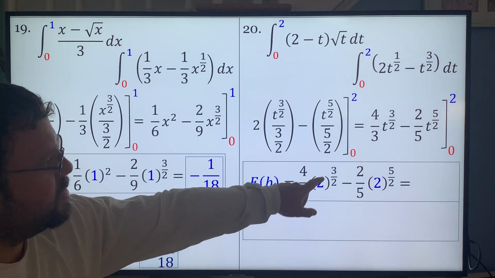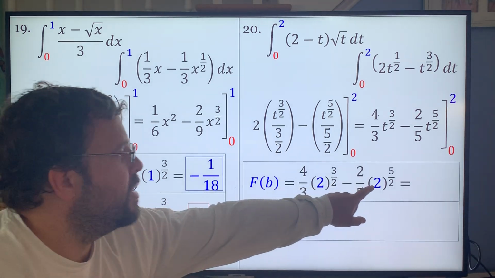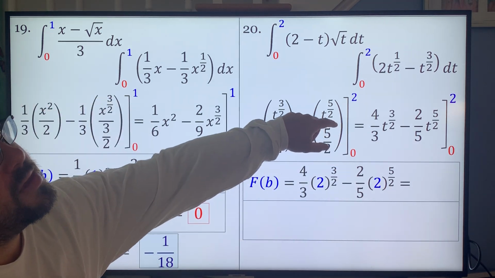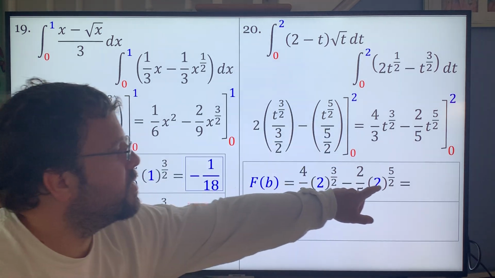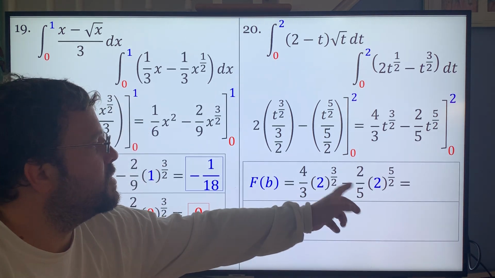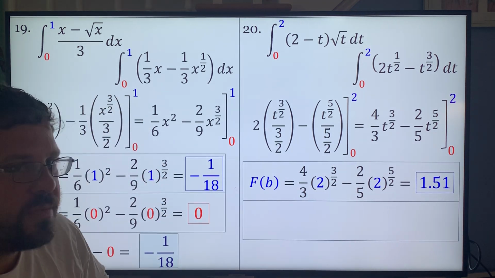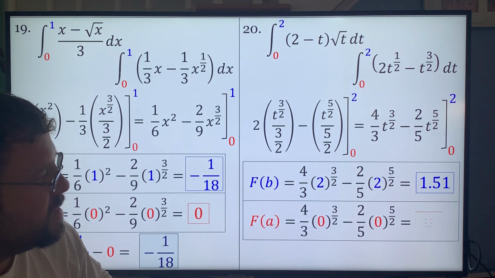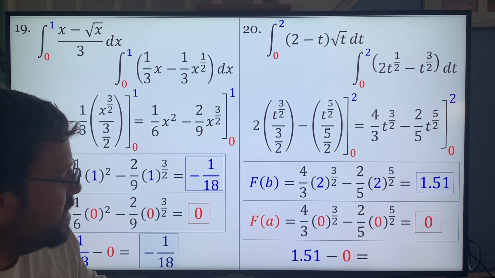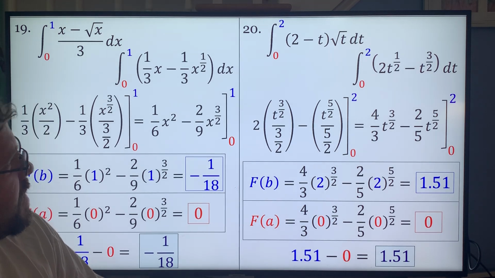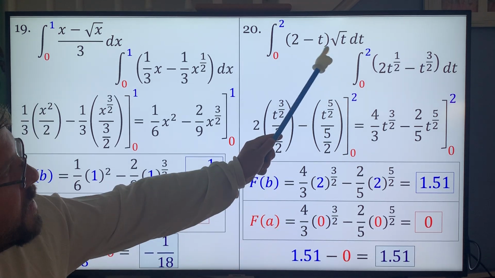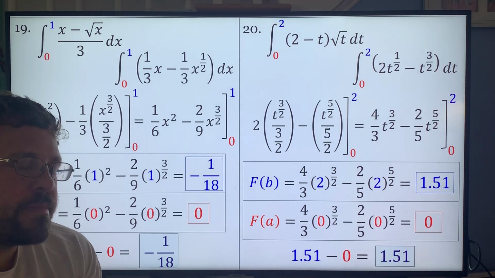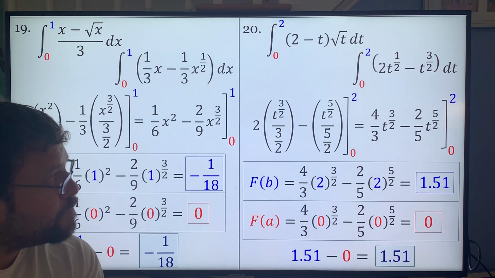When you type 2 in here, 2 to the 3/2 is square root of 8. 2 to the 5/2 is 8, 16, 32, square root of 32. 4/3 times that is 1.51. Really no easy way to do it. Oh, but the 0 and the 0 is a 0. 1.51 minus 0 is 1.51. A lot of times 0 does give you 0 as an answer, but not always. Right? Be all good?